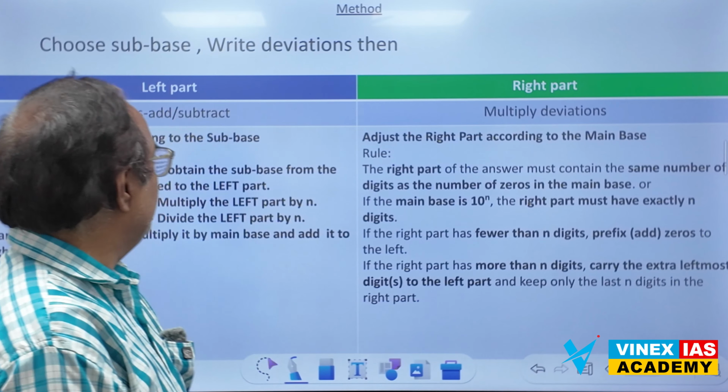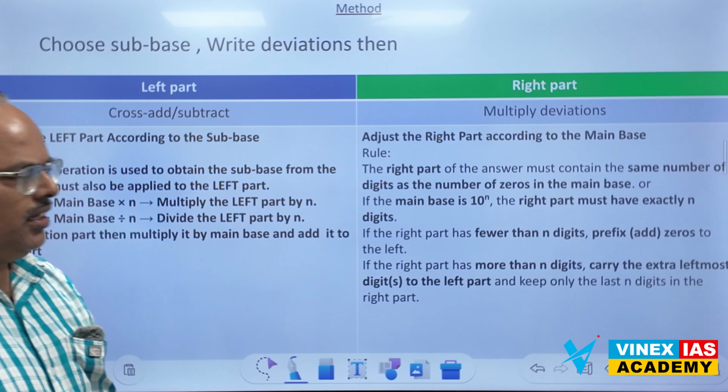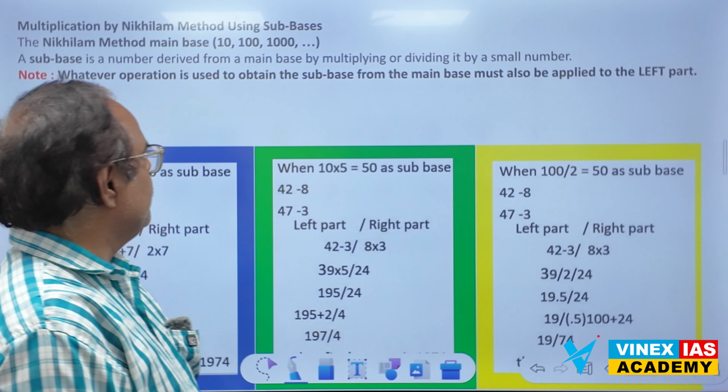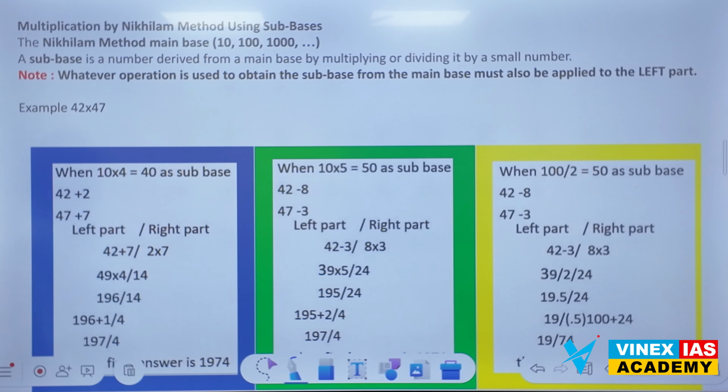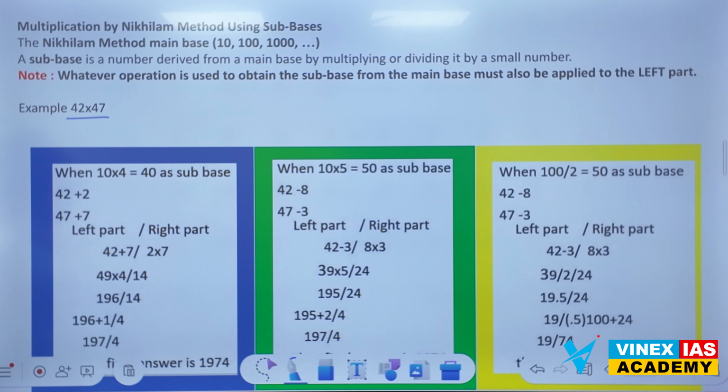Let's take the basic method. This we will discuss later, after doing some examples. Let's take one example. Suppose you want to multiply 42 and 47.